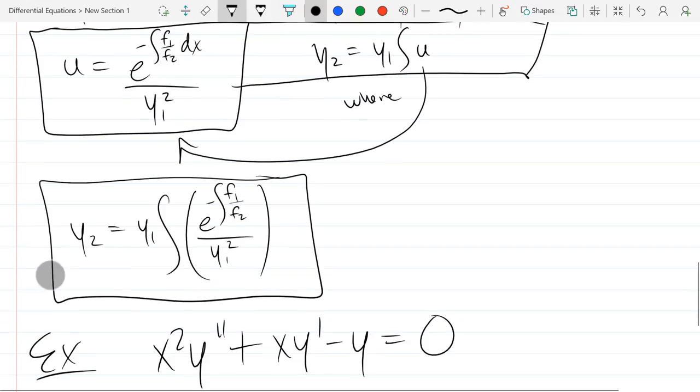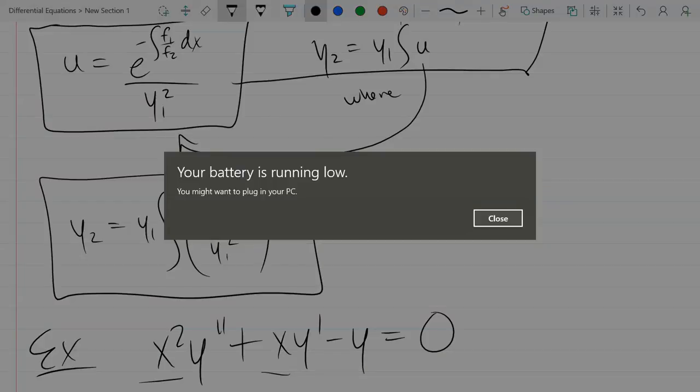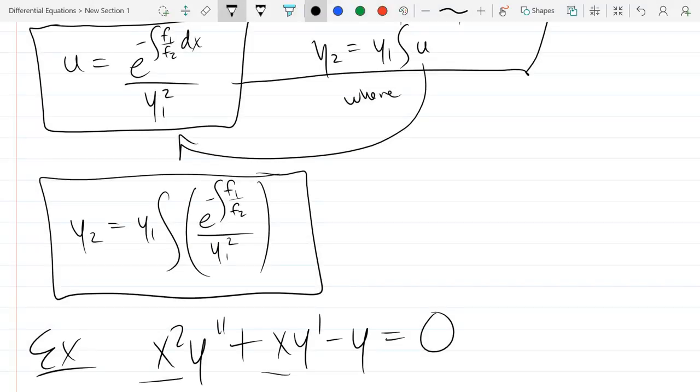So how do you know that you cannot use the other techniques that we did the last few classes? So it actually only needs one of these two to not be constant. If at least one of them is not constant, then you cannot use those methods that we did before. So that only works for constant coefficients.